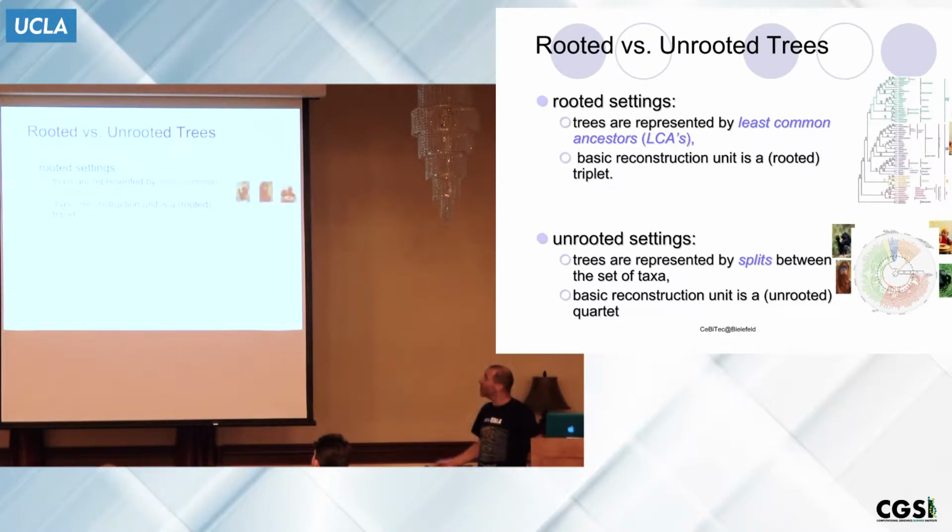And the minimal reconstruction unit, or the minimum informational unit, is a rooted triplet like here, that tells us that these guys are more related to each other than to this guy. And this one is called the outgroup. In the unrooted setting, we don't really have a root.